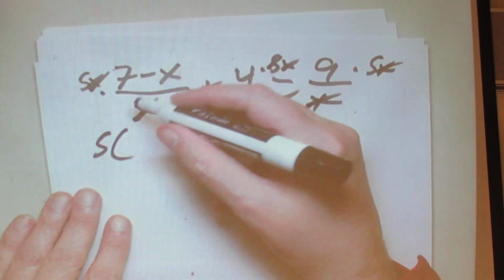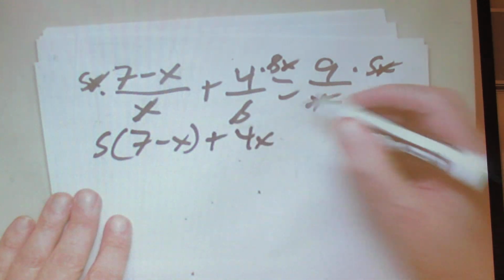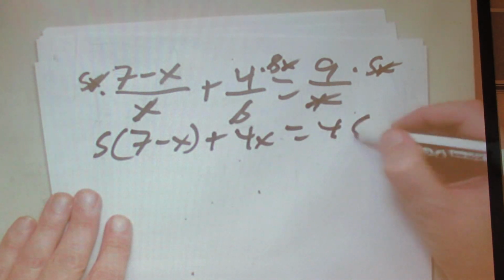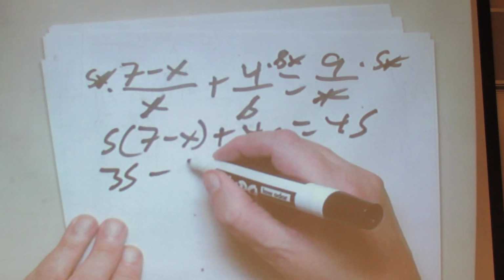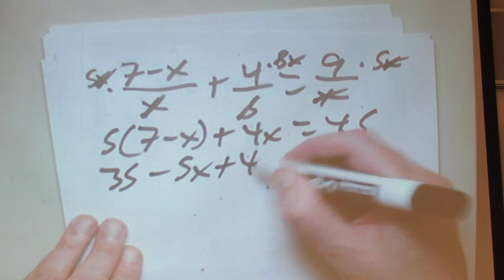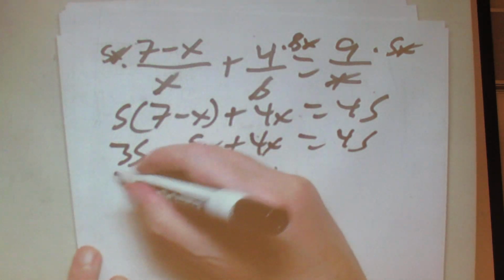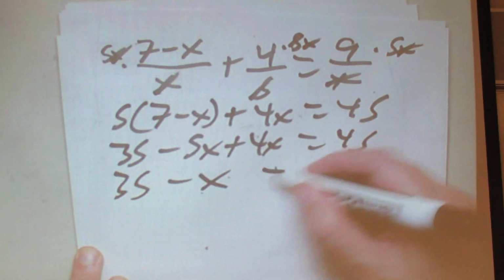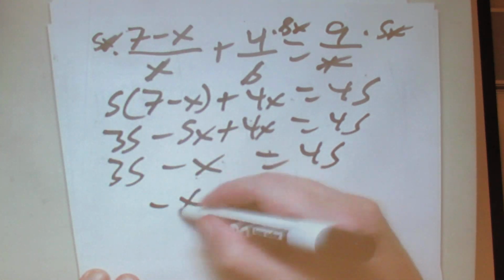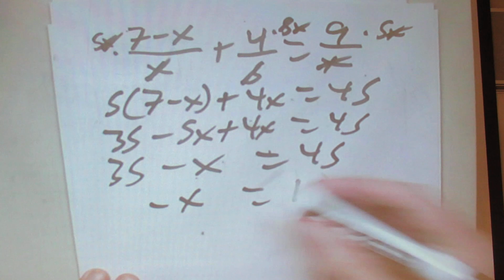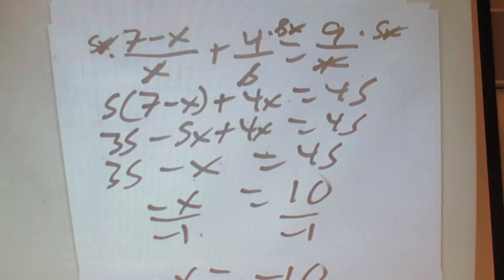So now I have 5 times (7 minus x) plus 4x equals 45. Distribute the 5: 35 minus 5x plus 4x equals 45. Combine like terms: 35 minus x equals 45. Subtract the 35, and we get negative x equals 10. Divide both sides by negative 1. x equals negative 10.